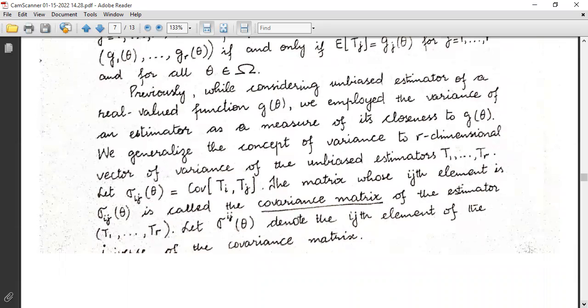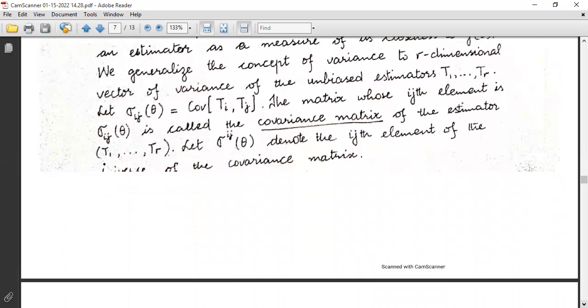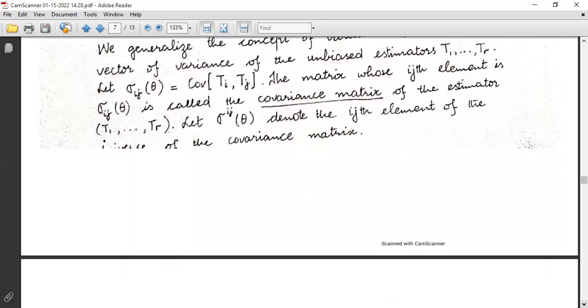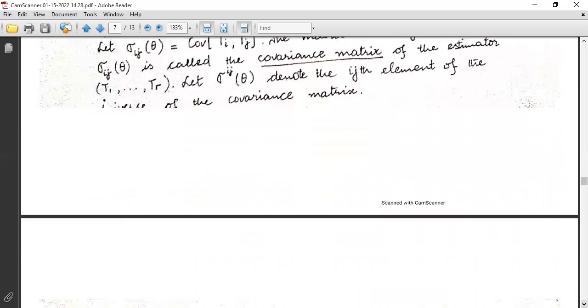Previously, while considering unbiased estimators of a real valued function g(θ), we used the variance of an estimator as a measure of its closeness to g(θ). We now generalize the concept of variance to an r-dimensional vector for the unbiased estimators T1 up to Tr. We find the matrix whose ij-th element is σij(θ), and that matrix will be called the covariance matrix of the estimators T1 up to Tr.